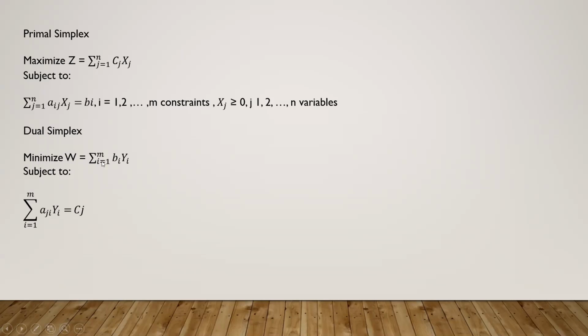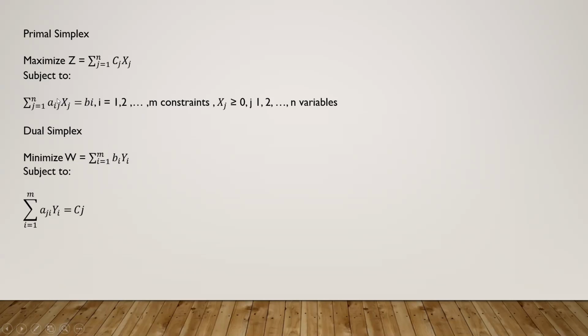Then your weights for this equation, so your variables here, instead of having a set of decision variables, will be denoted by your constraints. For example, if the original primal simplex has 3 constraints, then you will have 3 decision variables: y1, y2, then y3. So this depends on how many constraints you have. And bi here, the right hand side, will be the coefficient for your state variable.